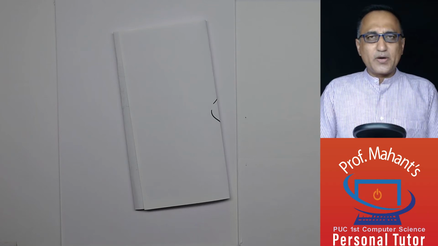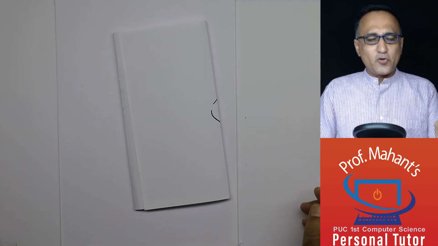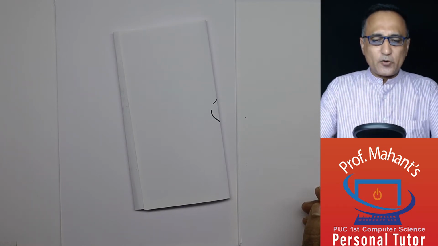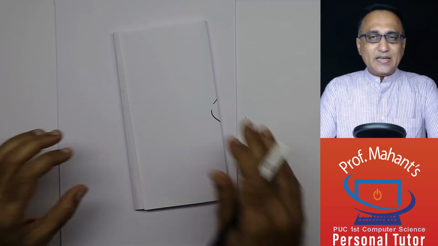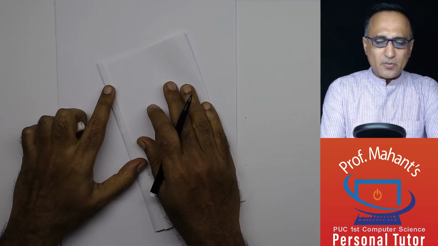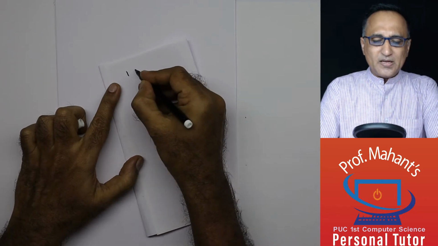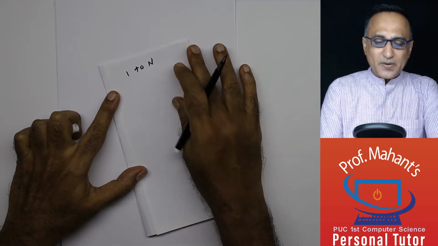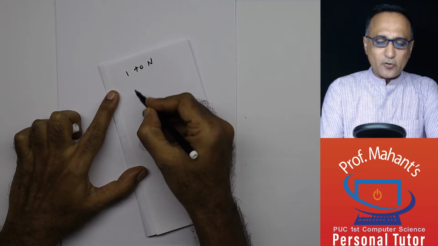We shall now take a look at a flowchart where we are going to find the sum of natural numbers from 1 to n. Let's try to understand what it is. In the previous flowchart, I showed you how to print numbers from 1 to n. Here what I'm going to do is, instead of printing the number, I was printing I in the previous flowchart.